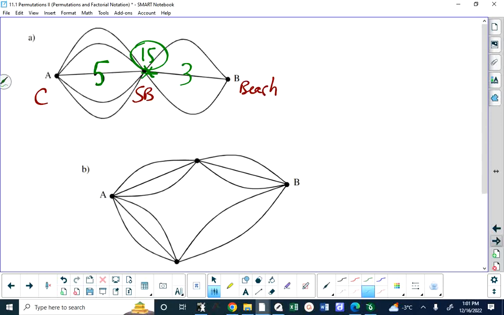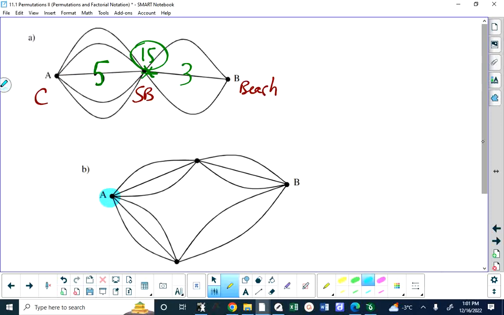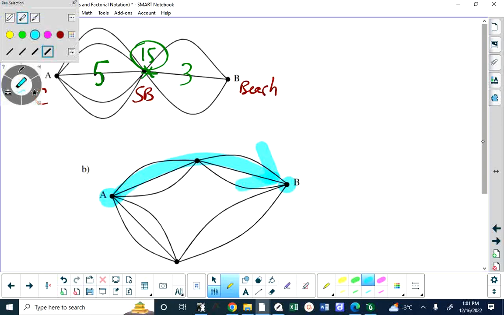Okay. Now, this next one is more complicated because you actually have different sets of choices or decisions to make here. One of them is, do you go along the top or the bottom? Basically, you can go from A to B this way, or you can go from A to B this way, right? You have to go along the top or along the bottom.